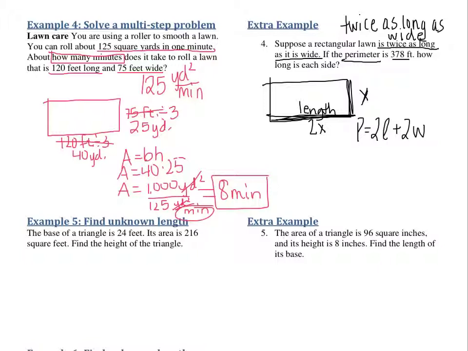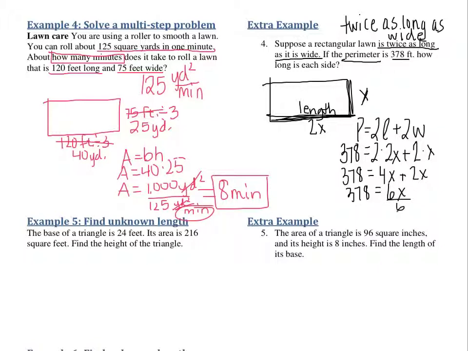But for P, I'm going to plug in the 378 they gave me. 2 times my length, which is 2x, plus 2 times my width, which is just x. So I have 378 equals 2 times 2x is 4x, plus 2 times x is 2x. So 378 equals 6x, because 4x plus 2x is 6x. Divide both sides by 6, and I find that x is 63.